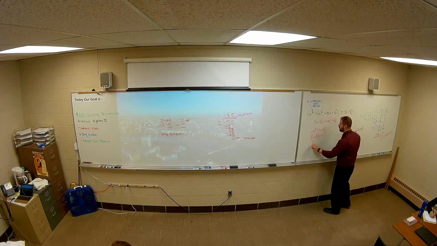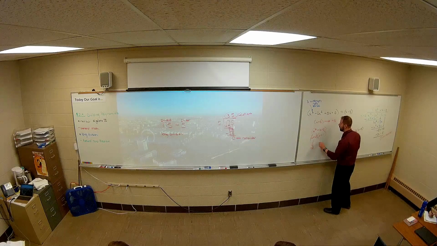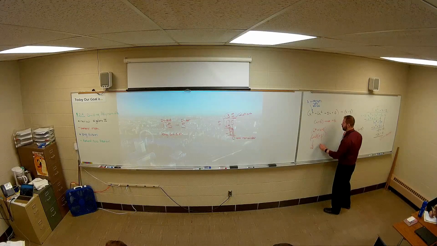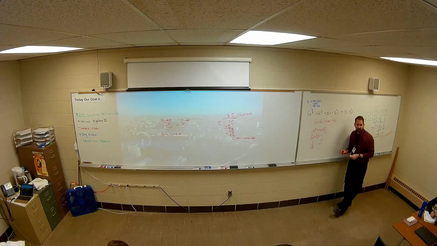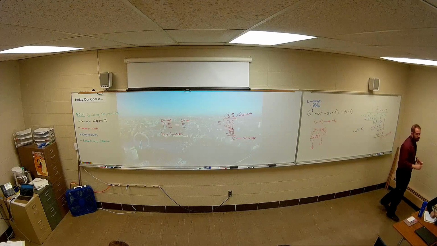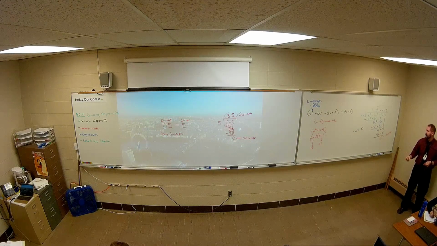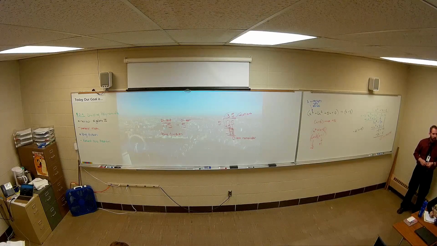And what will make this thing 0? Negative 2. What will make this thing 0? Positive 1. Those are my other two spots where this graph will hit the x-axis. There's 3 spots where it hits. It's at positive 3, negative 2, positive 1.